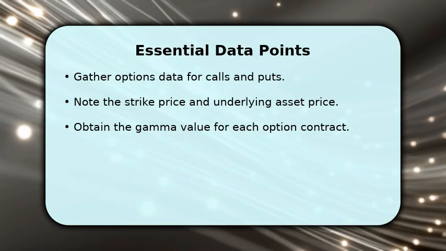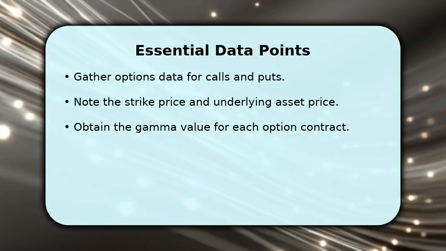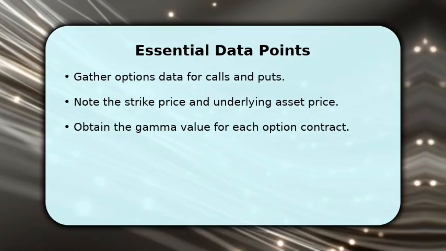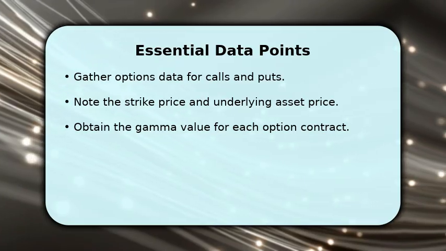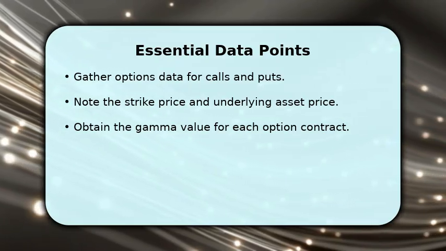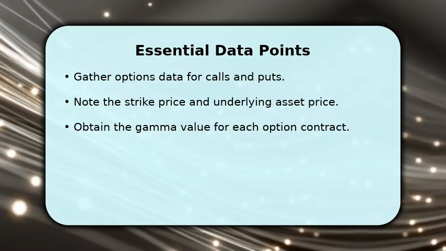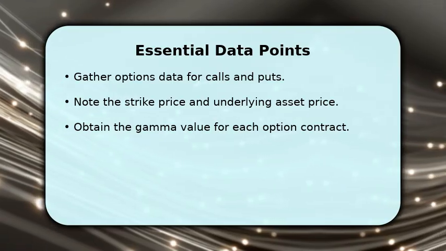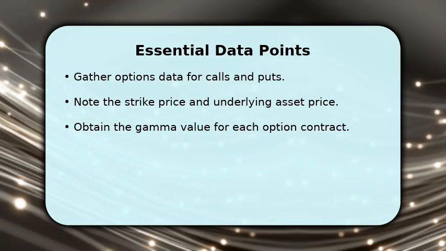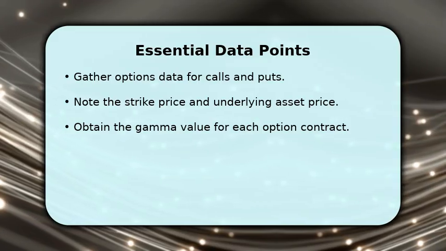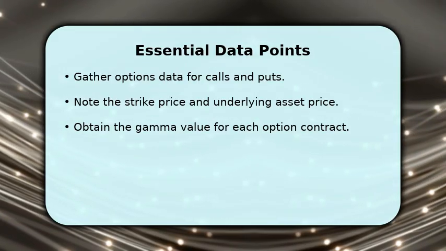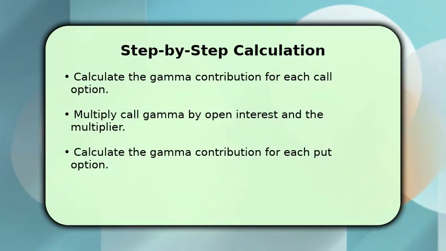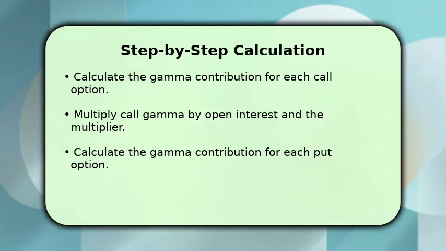To begin calculating gamma exposure, you first need to gather several key data points. This includes all relevant options contracts, both calls and puts, for your chosen underlying asset. For each contract, you'll need its specific strike price, the current price of the underlying asset, and crucially, the gamma value. Additionally, record the open interest for each option and remember the contract multiplier, which is commonly 100 for equity options. Now, let's calculate the individual gamma contribution for each option.